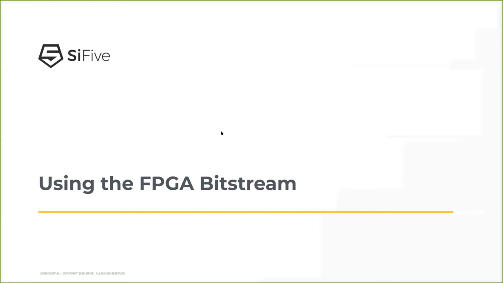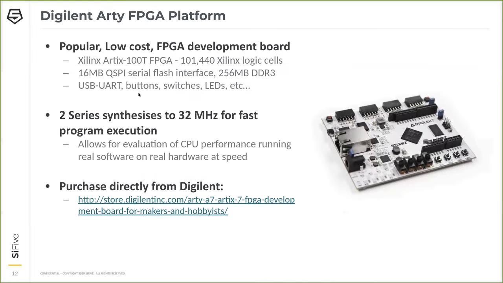Okay, so now let's look at using the actual FPGA deliverable. For the 2-series FPGA deliverables, we target a low-cost FPGA platform created by Digilent, and this is the RD100T. This FPGA board has quite a bit of resources with over 100,000 Xilinx logic cells. It also has an external QSPI serial flash interface and 256 megabytes of DDR3. It is relatively low cost at around $250, but gives a significant capability.